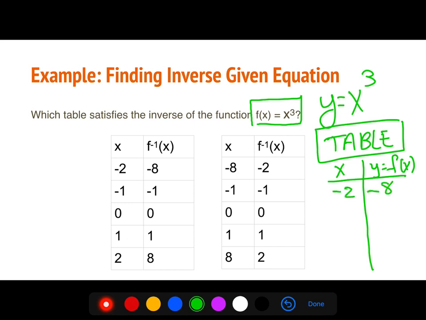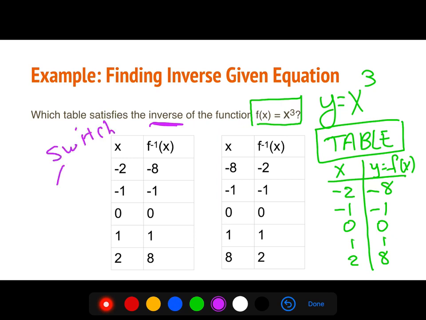Let's look at -2. At -2, x cubed in the table is at -8. At -1, he's at -1. At 0, he's at 0. At 1, he's at 1. And at 2, he's at 8. Now, this is the original table.